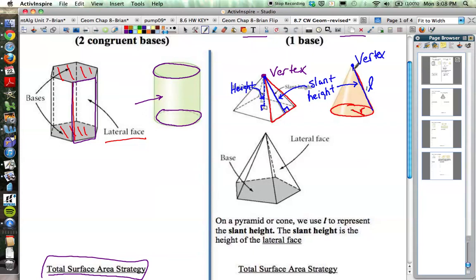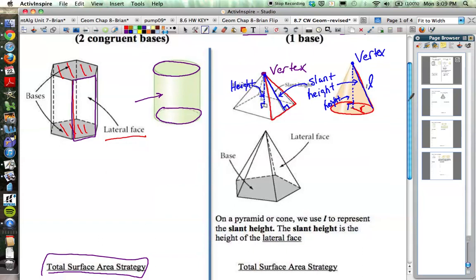And then just like a pyramid, you have a height that is perpendicular from the vertex down to the base. So that is the height right there. So the slant height's kind of the slanted, sideways sort of height. The regular height is perpendicular to the base.